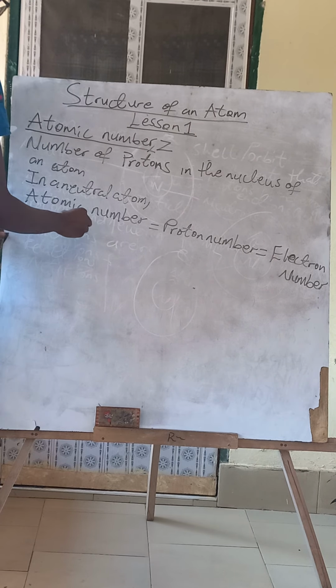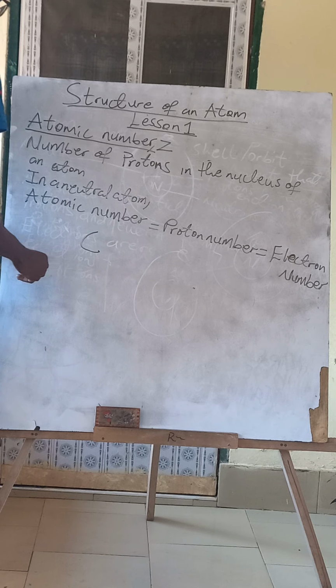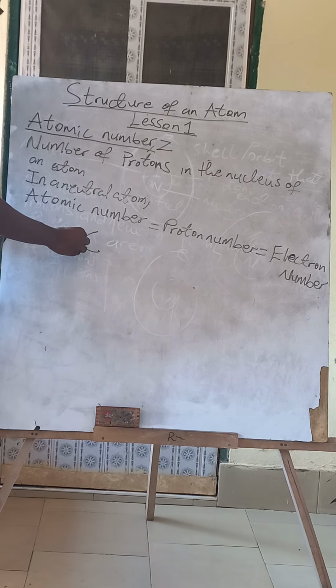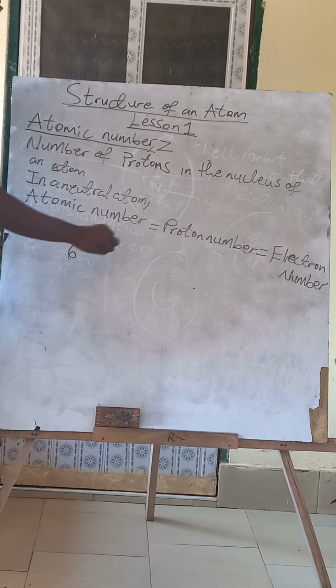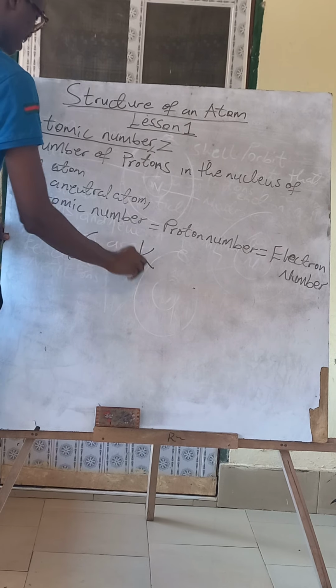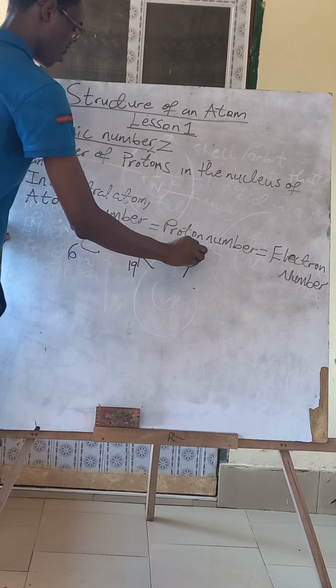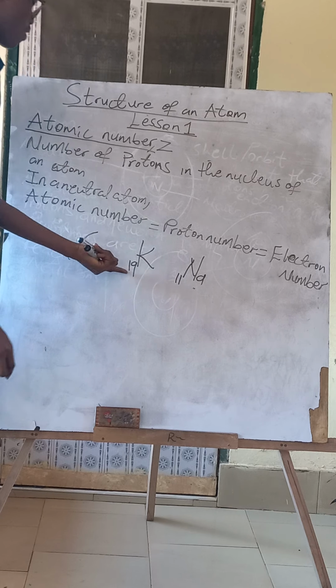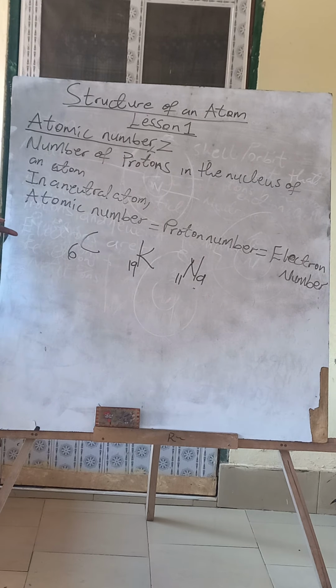Let's consider some atoms. We have carbon. Carbon is an atom. This is the symbol. So this is where you write your atomic number, 6, over here. Potassium, the atomic number is 19. This is where you locate the atomic number. Sodium, atomic number is 11. So this is where you locate your atomic number. And we are saying that in an atom, atomic number, proton number, and electron number are the same.